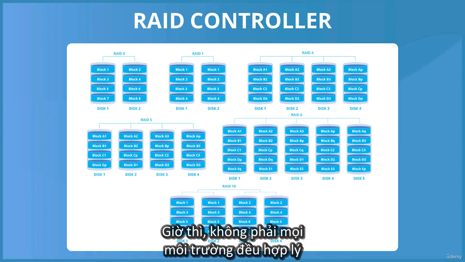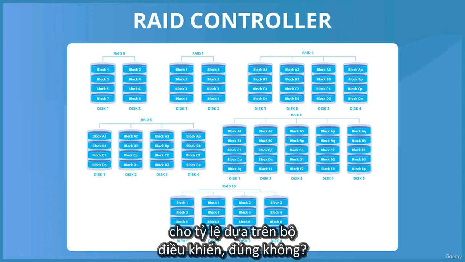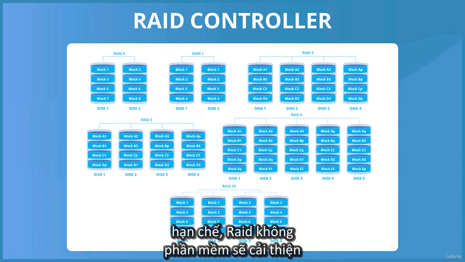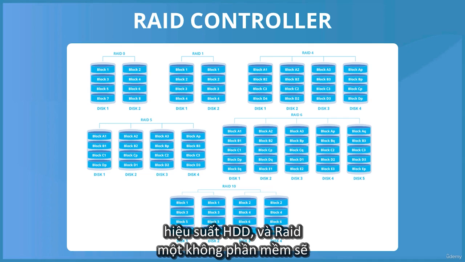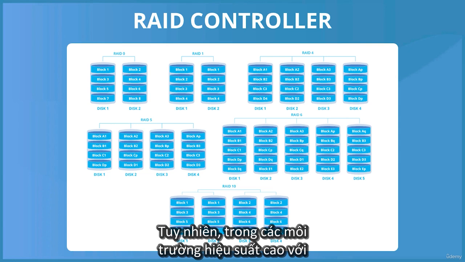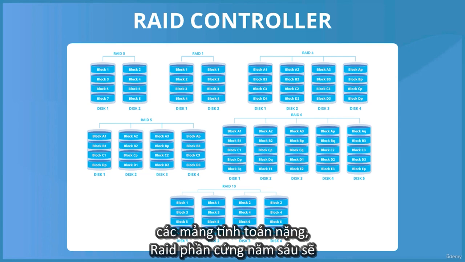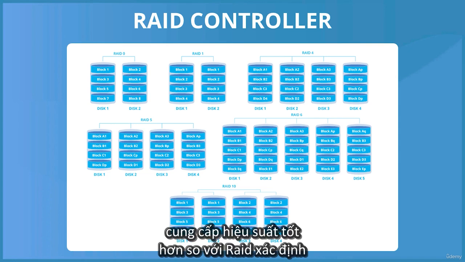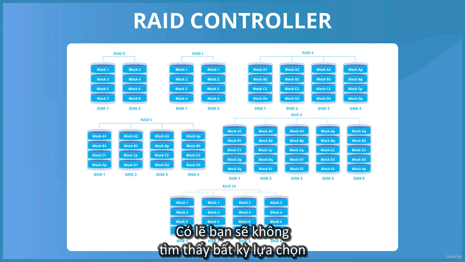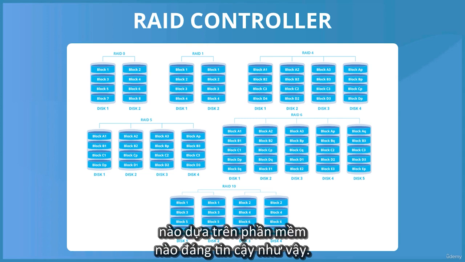Now, not every environment makes sense for controller-based RAID, right? In a tightly budgeted storage environment, software-only RAID 0 will improve HDD performance, and software-only RAID 1 will provide acceptable data redundancy. However, in higher performance environments with compute-intensive arrays, hardware RAID 5/6 will provide better performance than software-defined RAID. And if you need to scale up to RAID 10, you're probably not going to find any software-based alternatives that are as reliable.